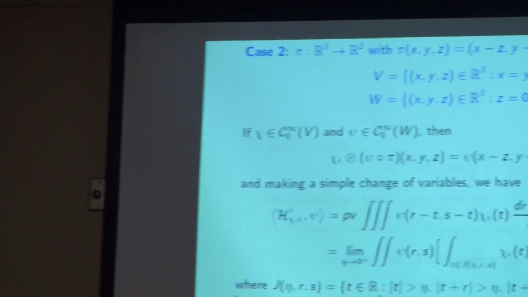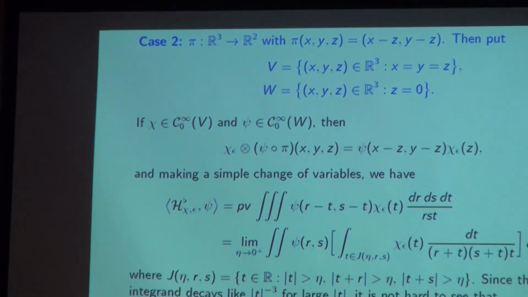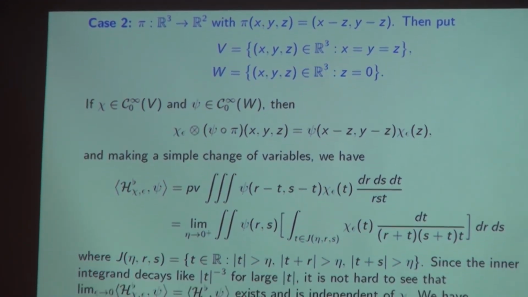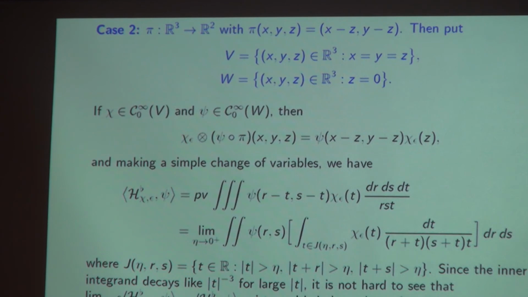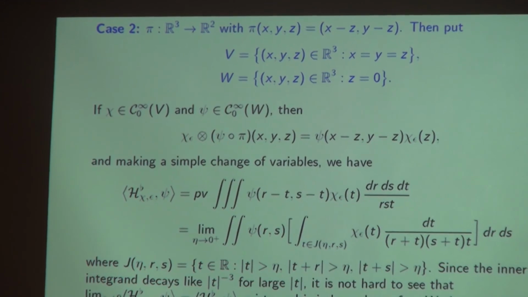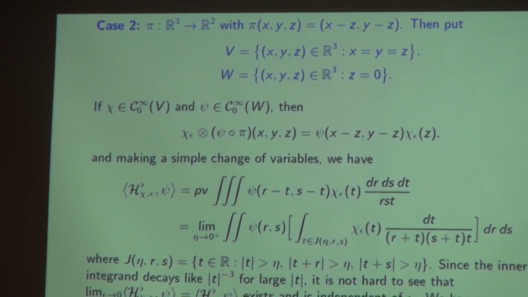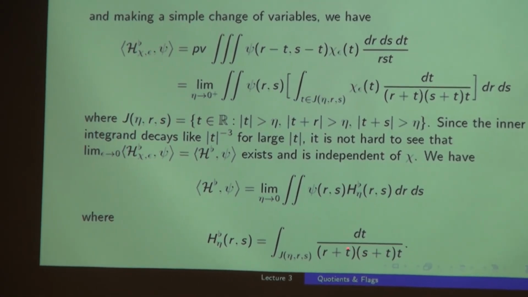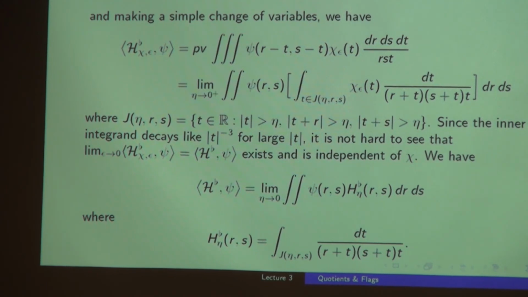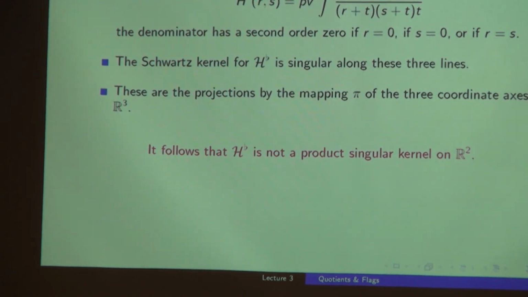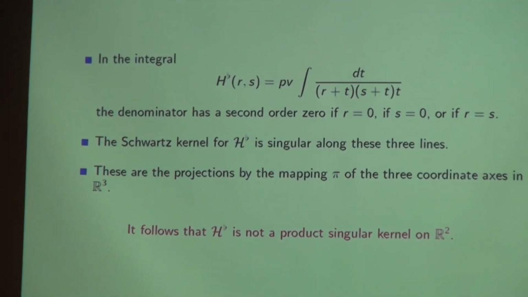All right? However, let's look at the kernel that we get. What can I say about this as a function of R and S? If R is equal to 0, then I'm integrating dt over t squared. That doesn't look too good. If R is equal to S, then I have dt over s plus t squared. That doesn't look very good. And there's one other case: if s is equal to 0, again, we get difficulties.